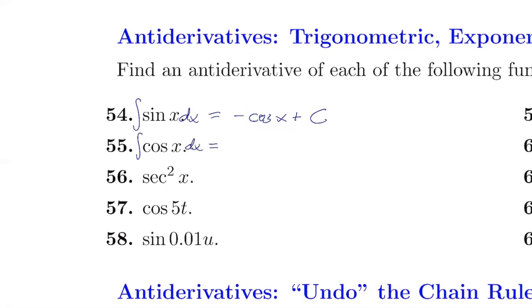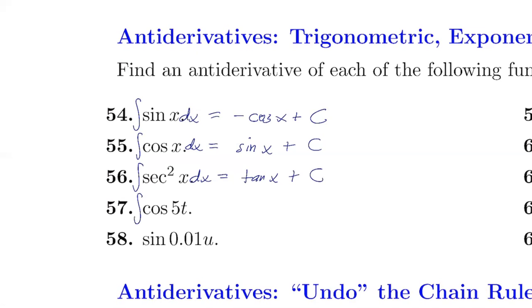So this is actually just sine, because the derivative of sine is cosine, so the integral of cosine is sine. This we actually saw as tangent. The derivative of tangent is secant squared, so the integral of secant squared is tangent.